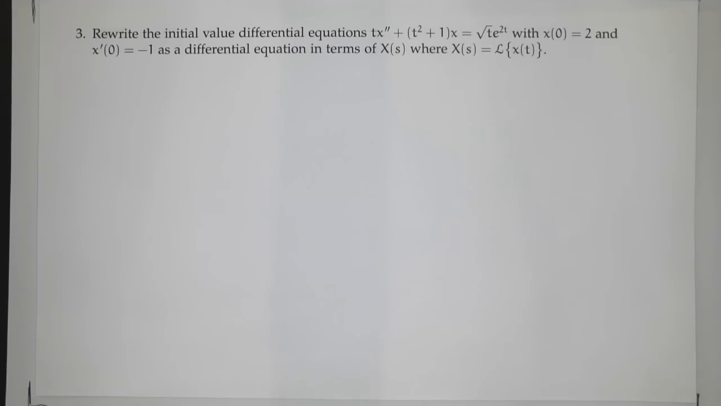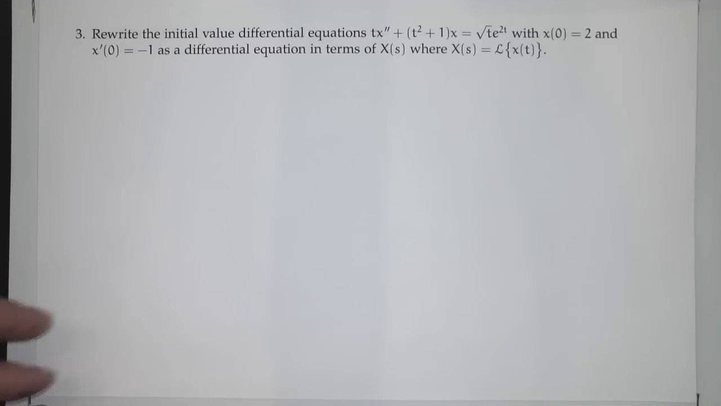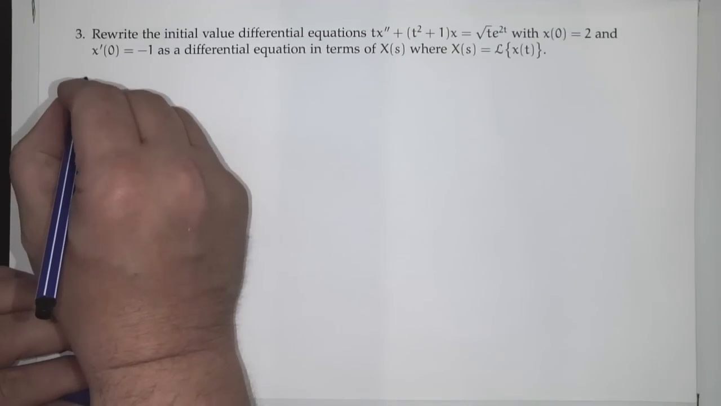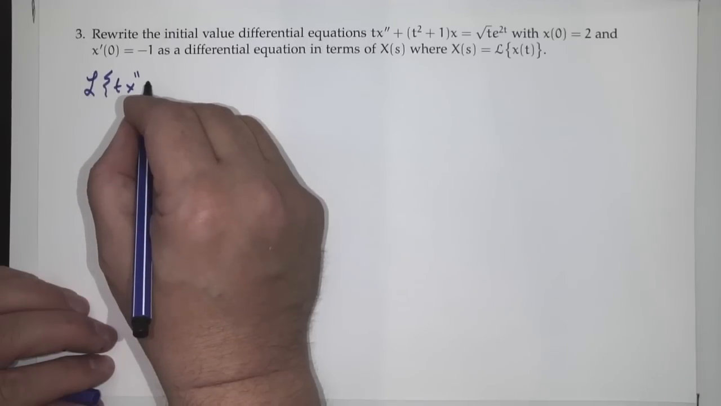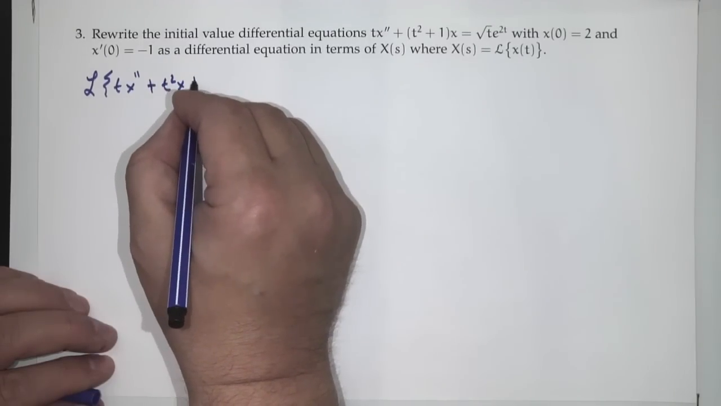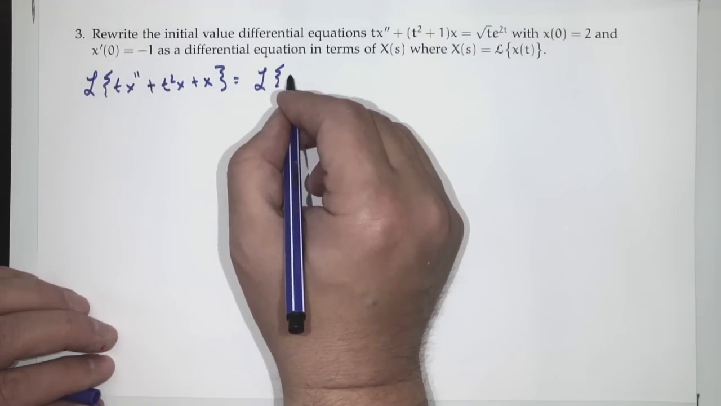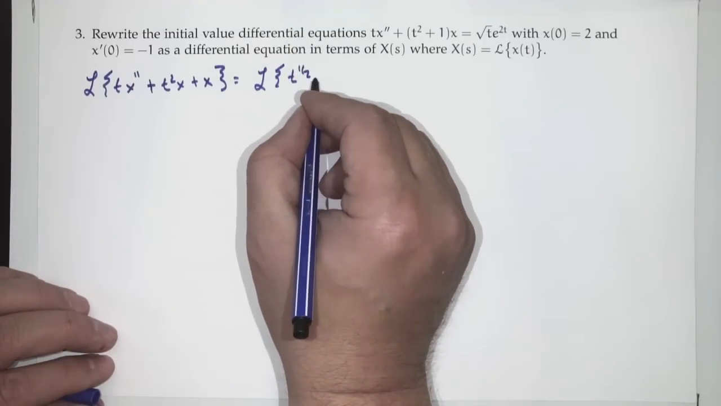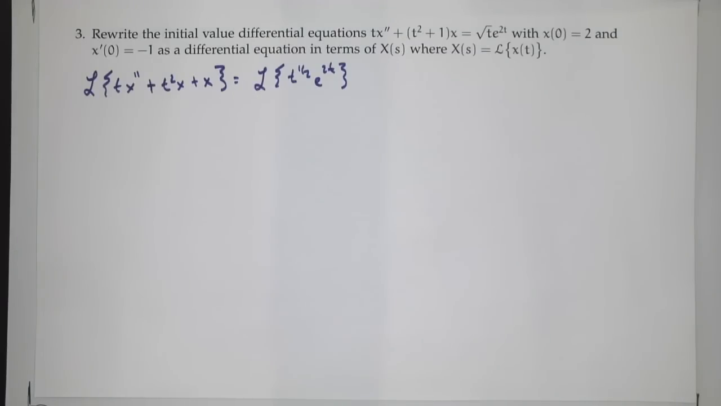So what's happening here? It sounds complicated, but really what's happening is the following. We're going to take our original equation and we're just going to take the Laplace transform of both sides. So t x double prime. Now here I'm going to find it convenient to multiply. So t squared x plus x. And that's going to be the Laplace transform of square root of t. I'll write that as t to the 1/2 e to the 2t. So we're going to go through term by term and figure out what happens.